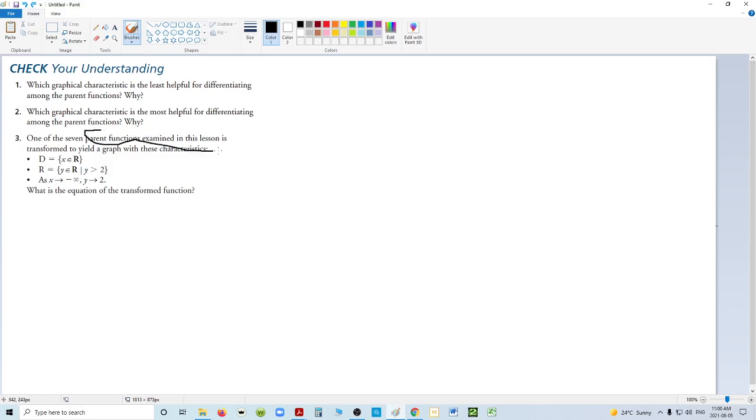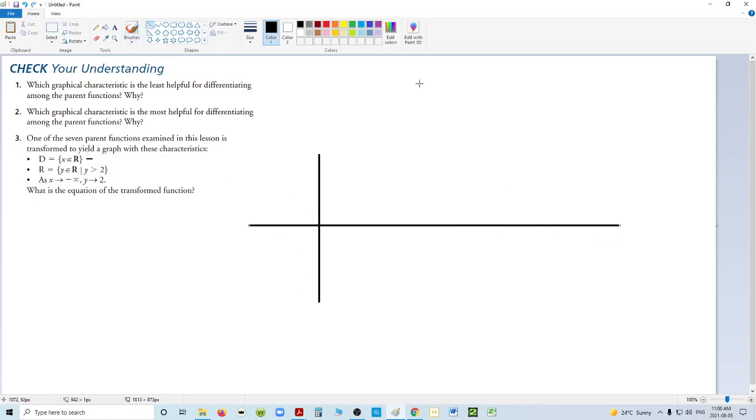One of the 7 parent functions examined in this lesson is transformed to yield the following. The domain, you can see that doesn't tell us much. Y is bigger than 2. As x approaches negative infinity, y approaches 2. Interesting. So I'm going to suggest that that is a growth curve or a decay curve.